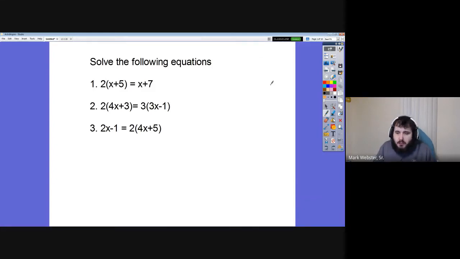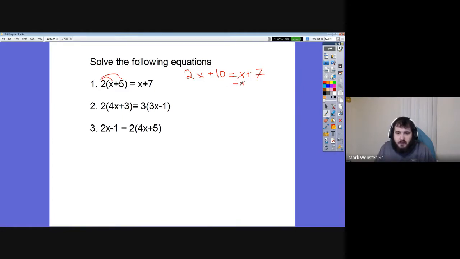Hopefully you're noticing that all of these have grouping symbols in them. So that's going to mean we're going to have to do some distribution. Like in this first one, you're going to distribute the 2 to both of these, right? And so what we have is 2x plus 10 equals x plus 7. Then we're going to go ahead and solve for x.